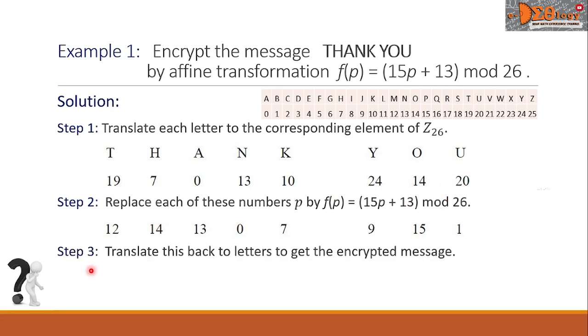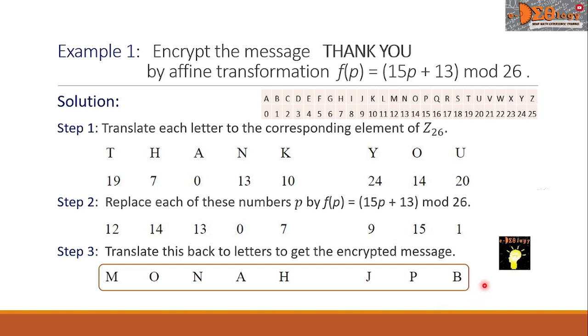For step 3, we translate this back to letters to get the encrypted message using this alphanumeric table, meaning the number 12 corresponds to letter M, 14 is O, 13 is N, 0 is A, 7 is H, 9 is J, 15 is P, 1 is B. This is the final answer.